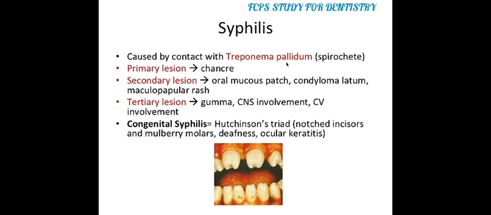Next, we have syphilis. So now we're going to start talking about bacterial infections. Bacterial infections are generally uncommon in oral mucosa, and that's mostly because of the protective effects of saliva. Syphilis is caused by contact with Treponema pallidum, which is a spirochete bacteria. So this is a name that I would just drill into your head. This is a really important thing to know.